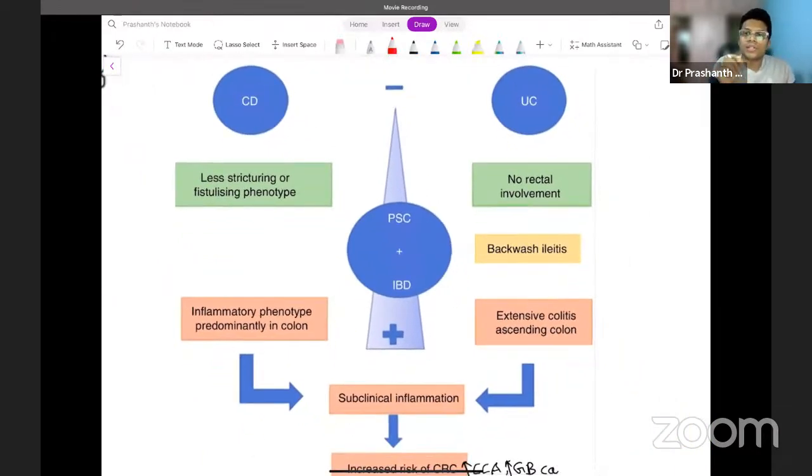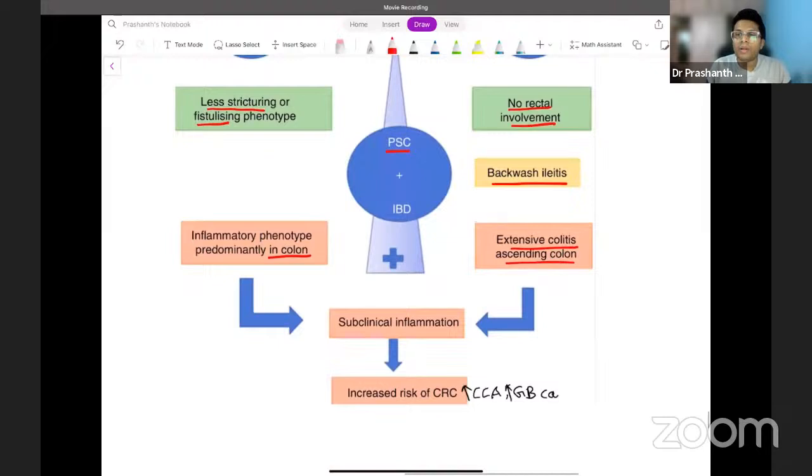Now, the Crohn's disease that is associated with PSC is generally less stricturing or fistulizing in its phenotype. Second, the inflammatory phenotype is predominant in colon. Okay, two important points with respect to Crohn's disease. With respect to ulcerative colitis, there is rectal sparing, there is backwash ileitis, and there is extensive colitis, especially of the ascending colon. Now, these are the specific features of UC that is associated with PSC. Many times they may not have very aggressive colonoscopic findings. So most of the time there can be just subclinical inflammation.